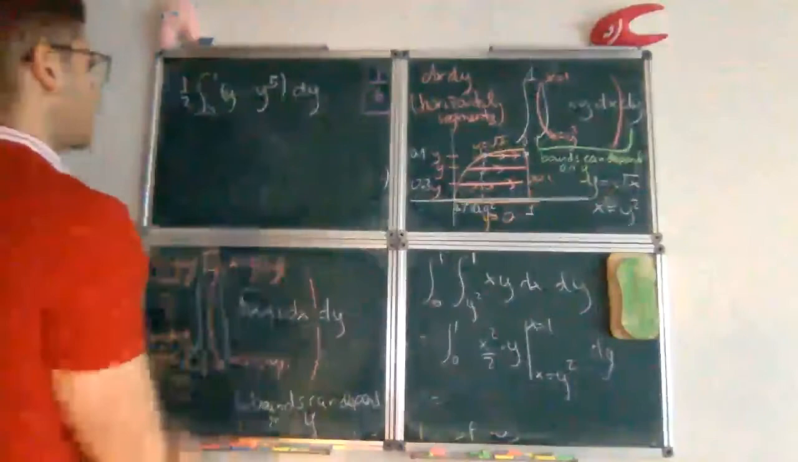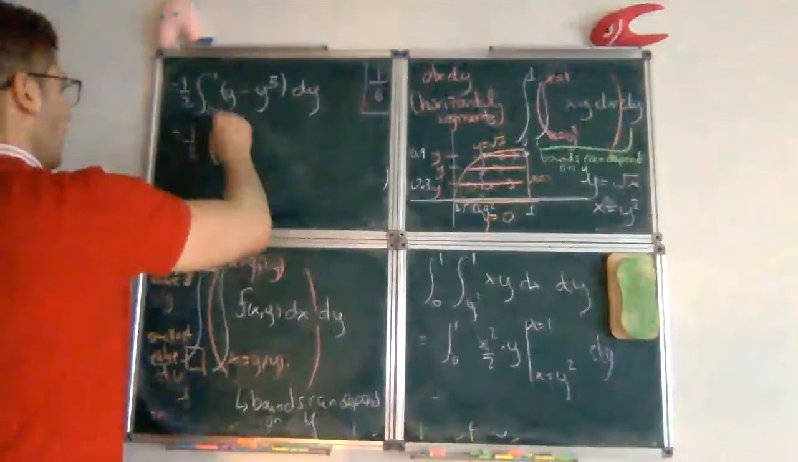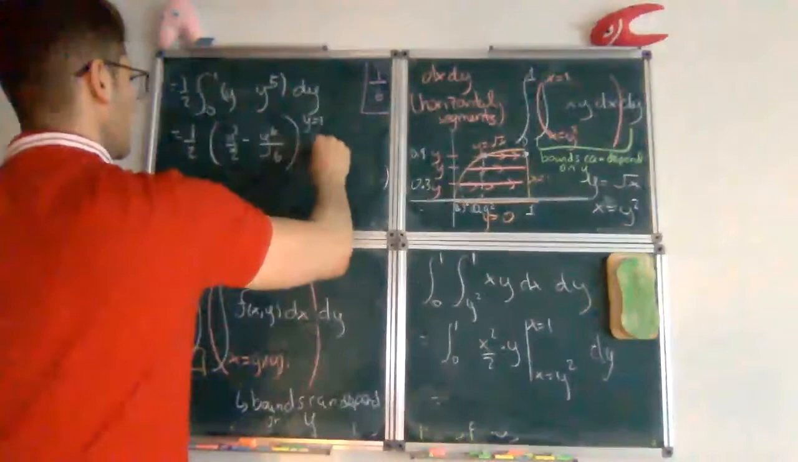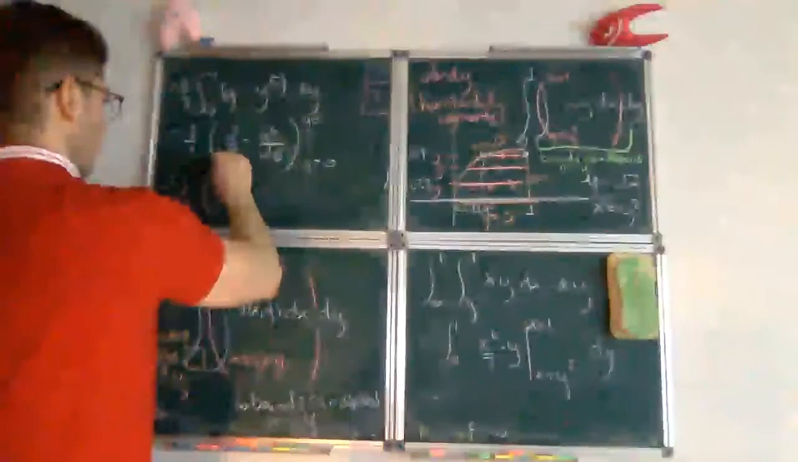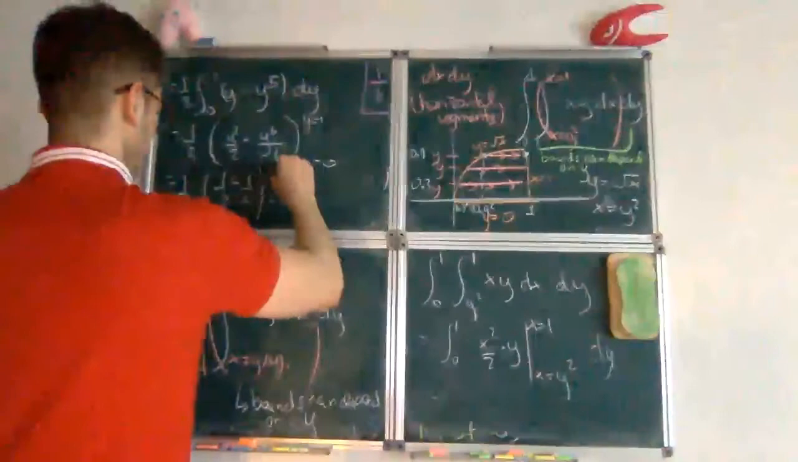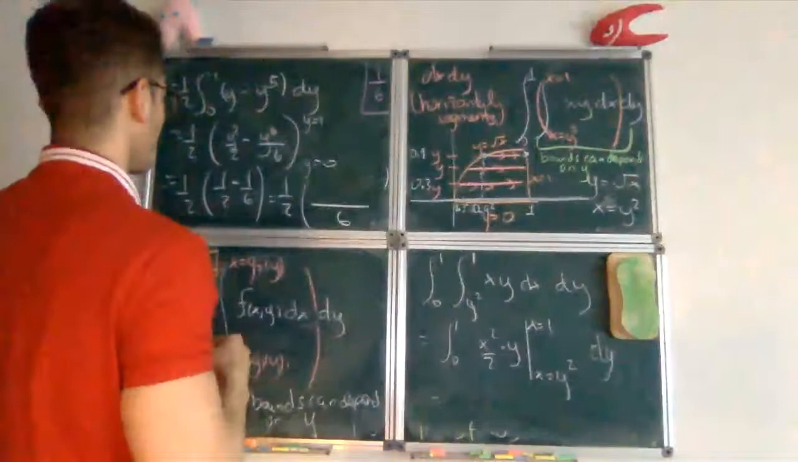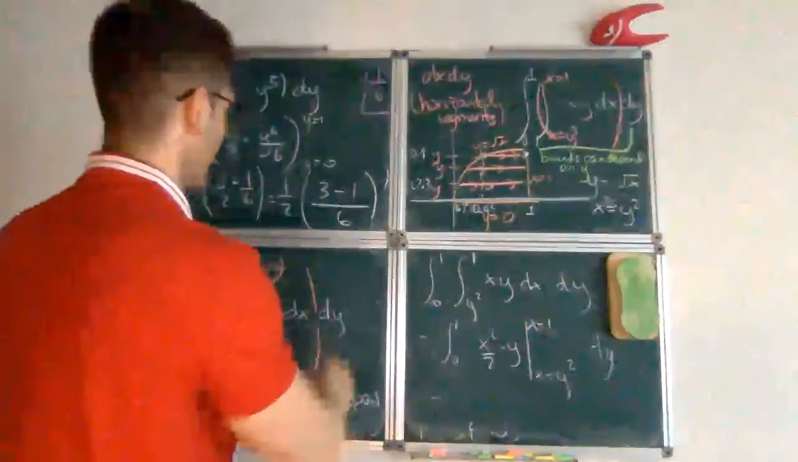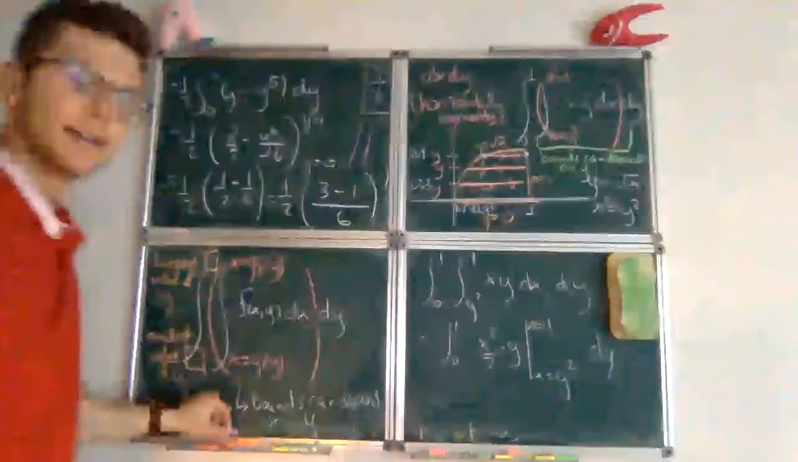Okay? And so this gives you 1 half of y squared over 2 minus y to the 6th over 6, from y equals 0 to y equals 1. And this is 1 half times 1 half minus 1 over 6, which is one half times 3 minus 1 over 6, and this is 2 times 1 half, that's just 1. So this is 1 over 6. So once again, you see, regardless of the order of integration, you get the same answer.